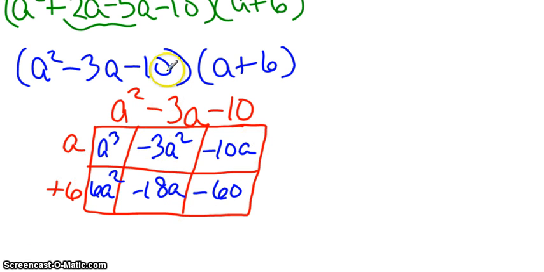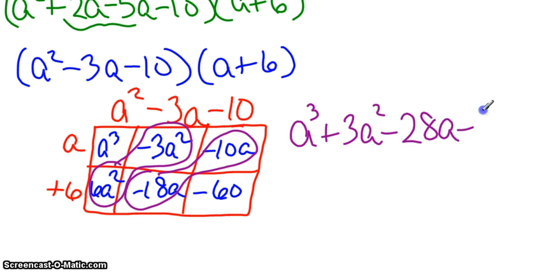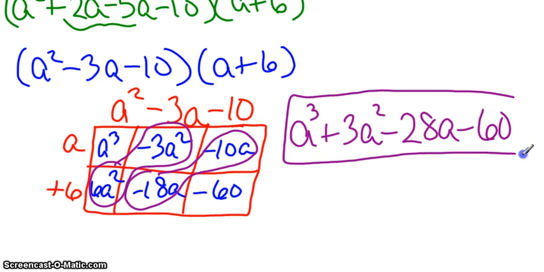What I like about the box method also is, if you notice, diagonally they are like terms. So when we combine like terms, you get a cubed plus 3a squared minus 28a minus 60. Okay?